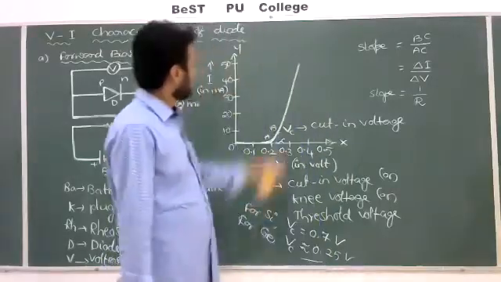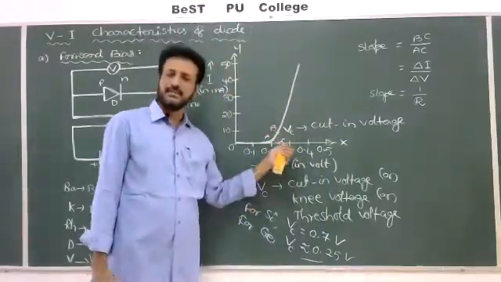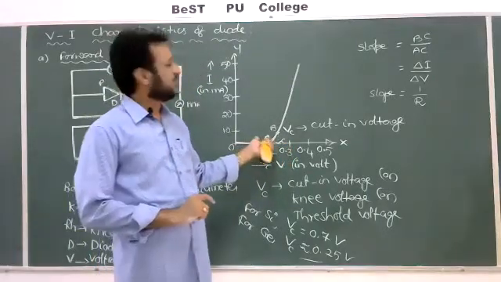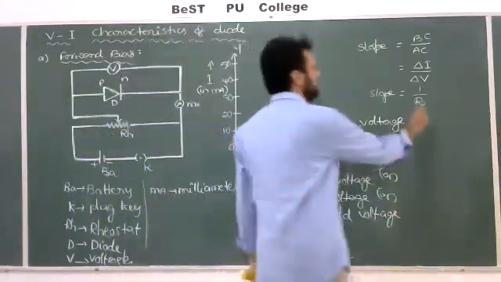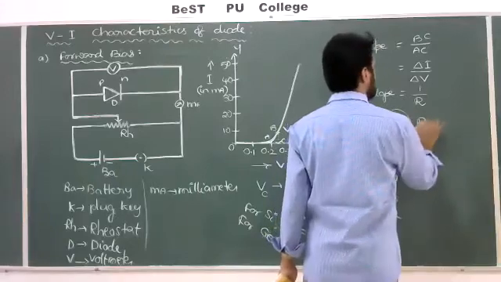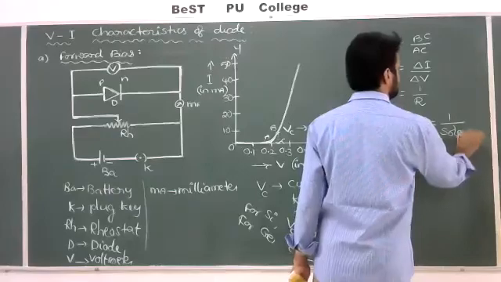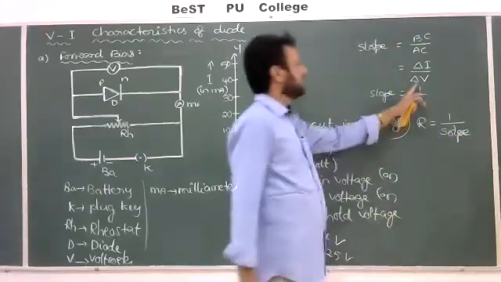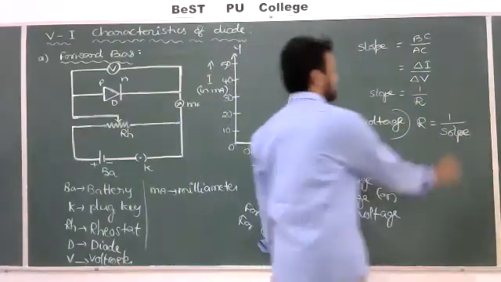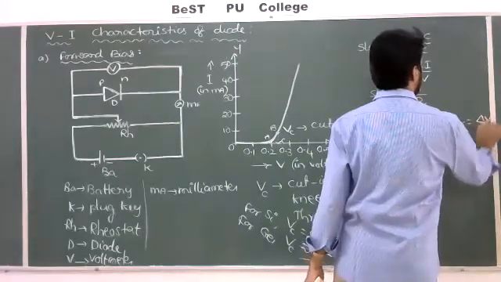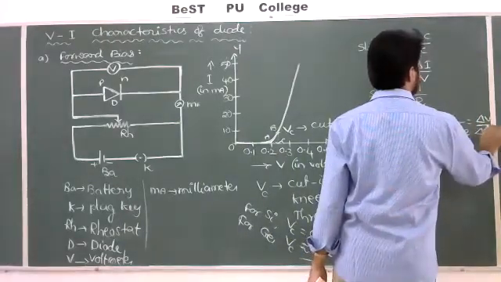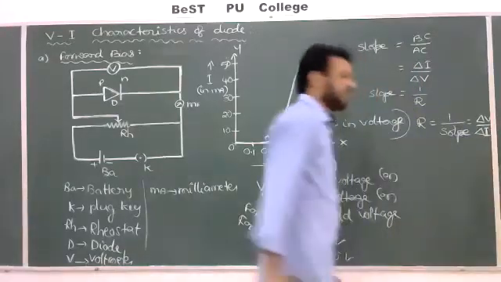So if you are able to calculate the slope of the graph, what can we find? Conductance of the diode, or the reciprocal, which is equal to resistance. So resistance R is equal to 1 by slope. 1 by slope is equal to delta V by delta I, you should write. That is equal to delta V by delta I.